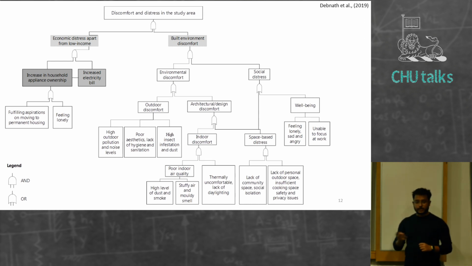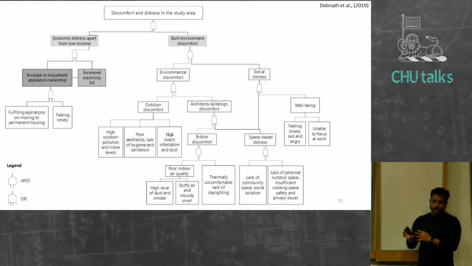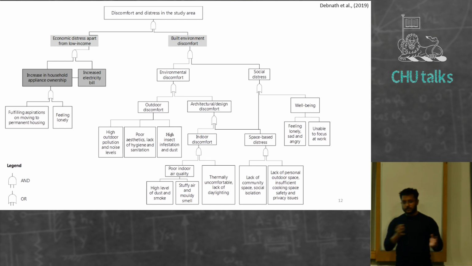So this is the finding, and we found that there are two major causes of discomfort and distress. The first is economic distress. It's established that these occupants live in poverty, so income is a distress that's always there. But what is surprising is that once these occupants are moved from the slums to slum rehabilitation housing, they tend to buy more household appliances. When they buy more appliances, their household electricity bill increases. So there is an impact on residential electricity use, and they do not apprehend that it will happen.